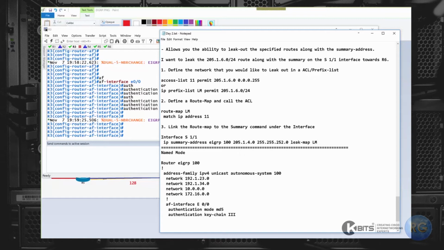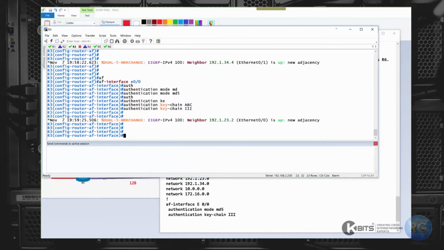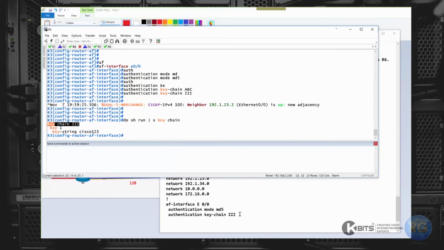EIGRP stub. Okay, we will do that as well. No worries. Man, this thing is so small. Specify the key and the key string. I created that already, so I didn't get rid of that. So I'm just still referencing the same keychain name that I have, III. Yeah, I pull the old keychain name, the III. So if I do show run, it's still there. I didn't get rid of it. See this III? That's what I'm referencing.